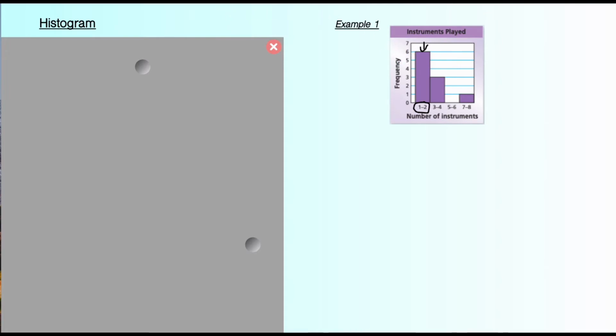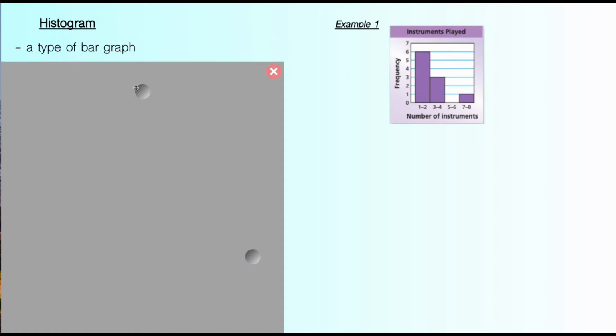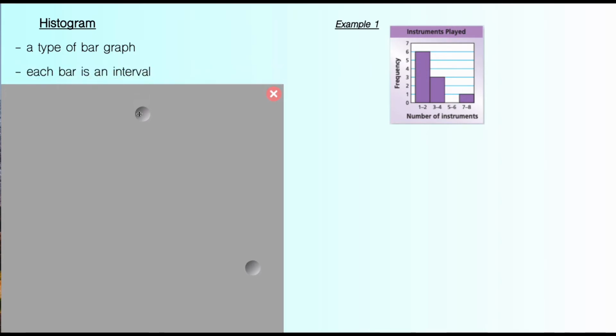Okay, so if that's what a histogram is, let's get some notes down. First off, a histogram is a type of bar graph. We can clearly see that it looks like a bar graph. It's a type of bar graph, and each of the bars in the bar graph is an interval. It's a range of numbers.